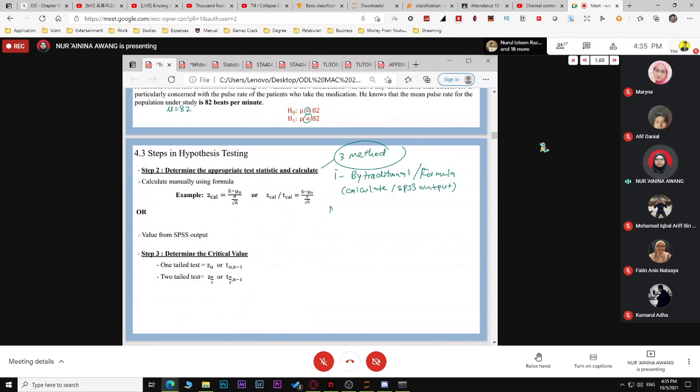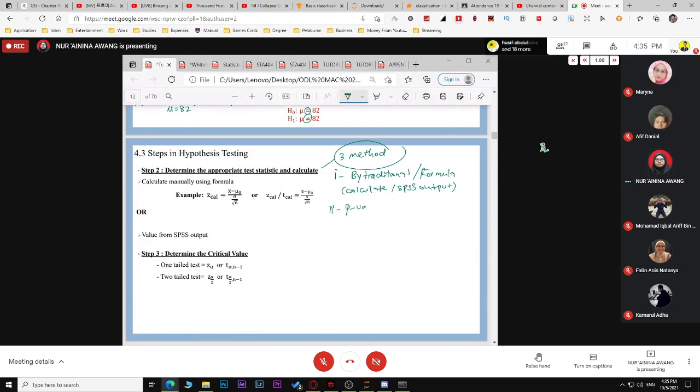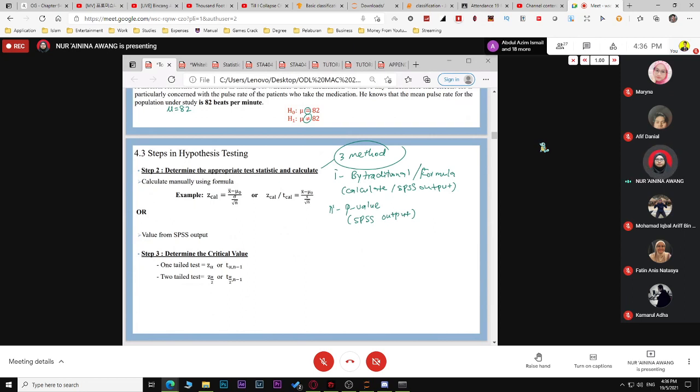Okay, or the second step, you use p-value. Okay, but for p-value, you only can use p-value if there is SPSS output. Okay, since p-value, you can't calculate the value. Okay, tak boleh nak kira. You kena ada daripada SPSS output, baru you boleh dapat. Okay, and the third one is confidence interval. Okay, so for confidence interval sama, you can calculate or get from SPSS output.